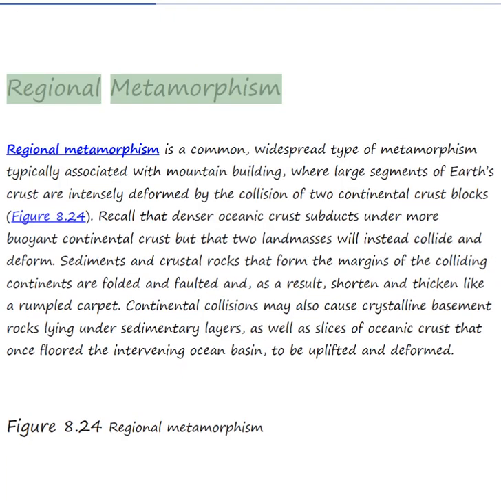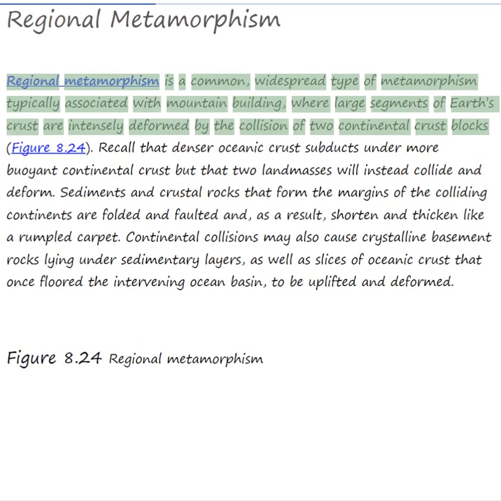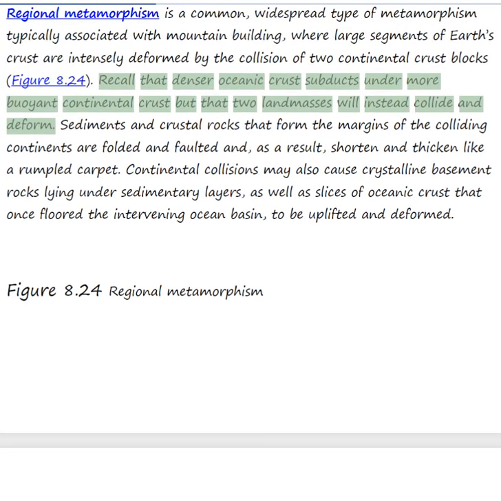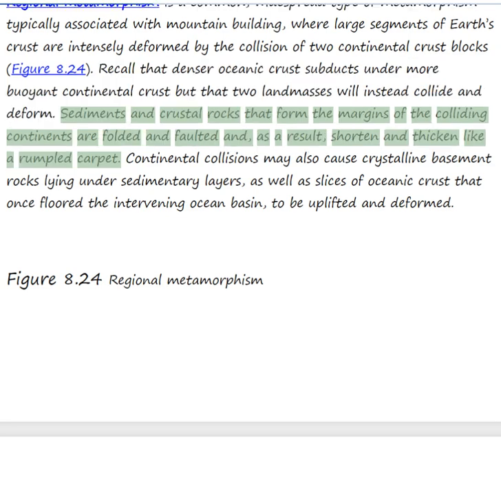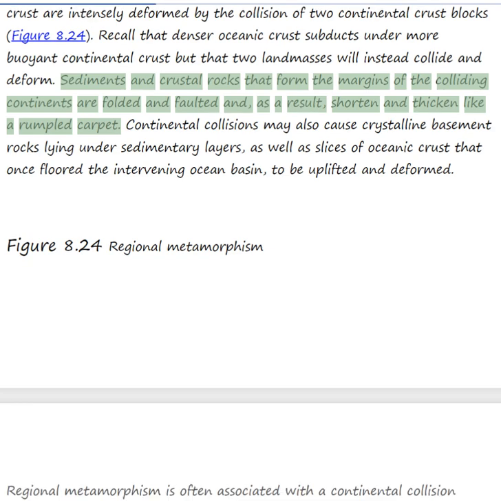Regional metamorphism. Regional metamorphism is a common, widespread type of metamorphism typically associated with mountain building, where large segments of Earth's crust are intensely deformed by the collision of two continental crust blocks. Recall that denser oceanic crust subducts under more buoyant continental crust, but that two land masses will instead collide and deform. Sediments and crustal rocks that form the margins of the colliding continents are folded and faulted and, as a result, shorten and thicken like a rumpled carpet.